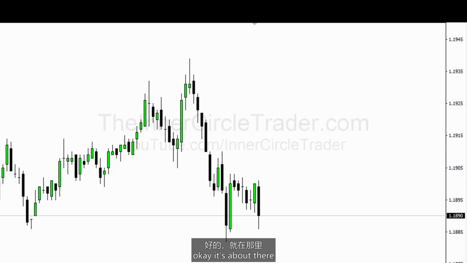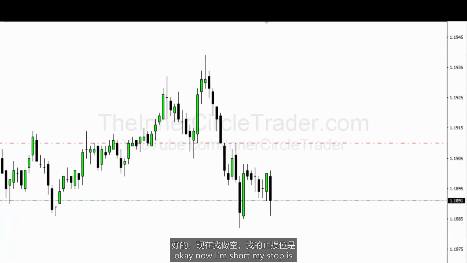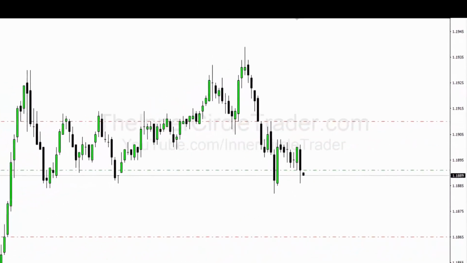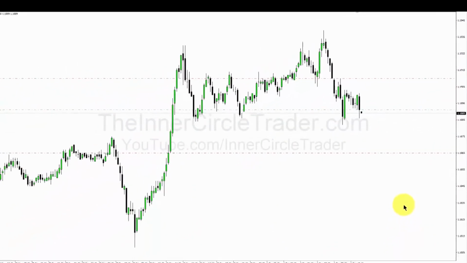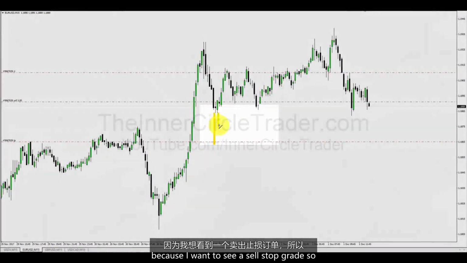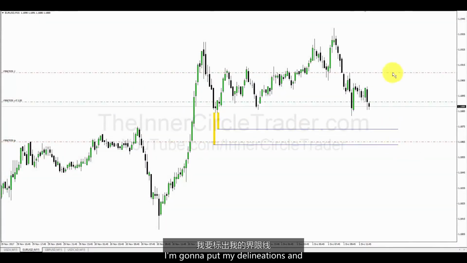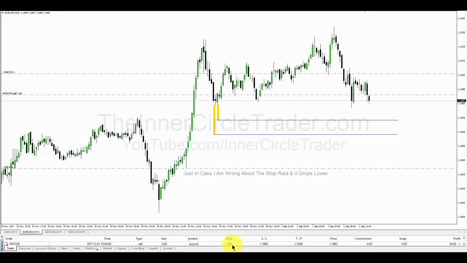Okay, it's about there. Fingers on the trigger. All I have to do, boom. Okay, now I'm short. My stop is just below 119.15. And I'm focusing my attention right below these equal lows because I want to see a sell stop raid. So I'm going to put my delineations on where that would be in terms of targeting.